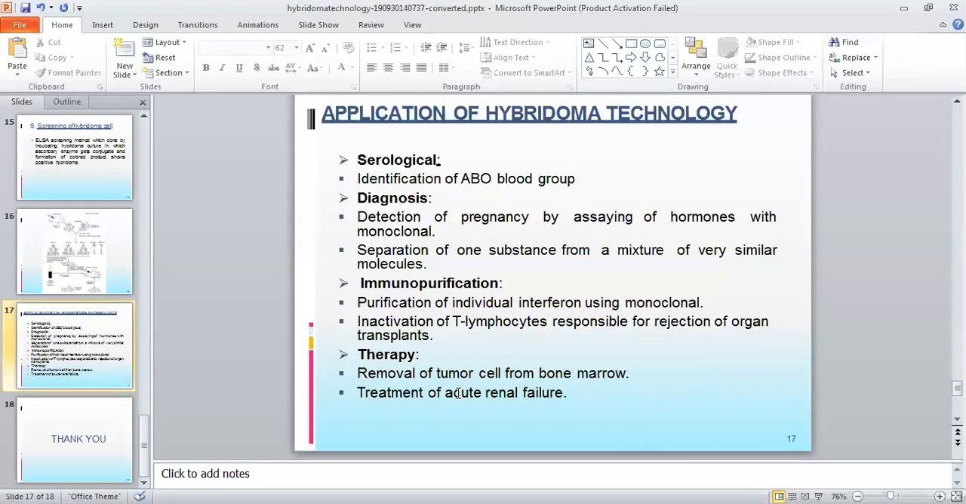The third one is the immunopurification method: purification of individual interferon using monoclonal antibodies. It is also used to separate a compound from a mixture of compounds.